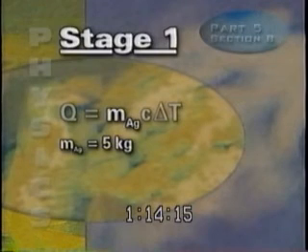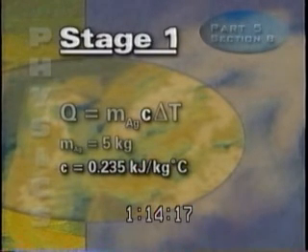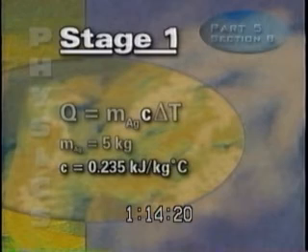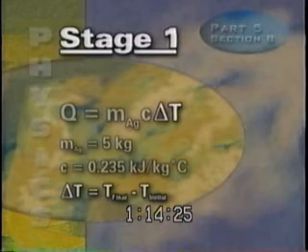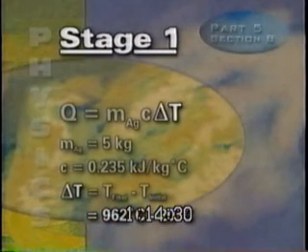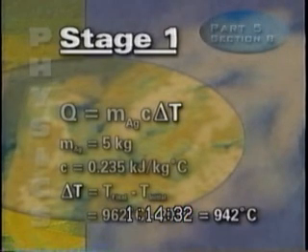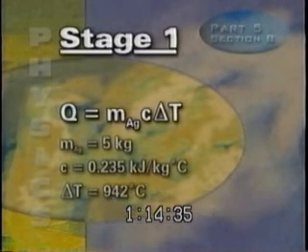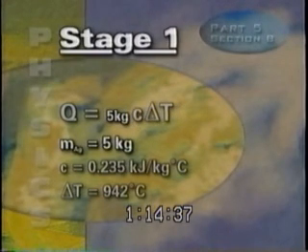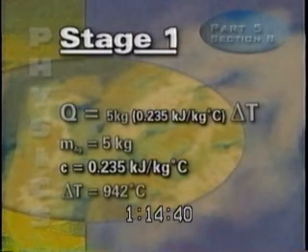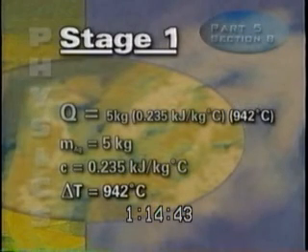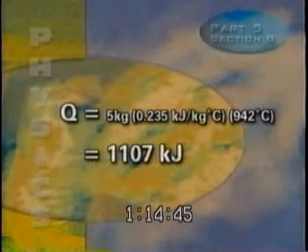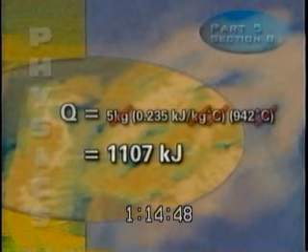The silver's mass is 5 kilograms. Its specific heat capacity as a solid is 0.235 kilojoules per kilogram degrees Celsius, and the change in temperature is the final temperature minus the initial temperature. That's 962 degrees Celsius minus 20 degrees Celsius, which is 942 degrees Celsius. Filling in, we see that 5 kilograms times 0.235 kilojoules per kilogram degrees Celsius times 942 degrees Celsius equals 1,107 kilojoules. Notice how all the units cancel and we're left with just kilojoules.